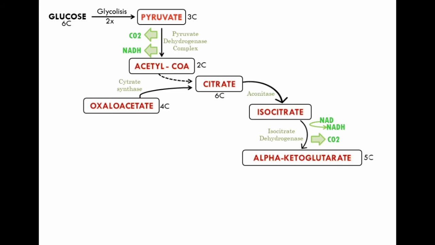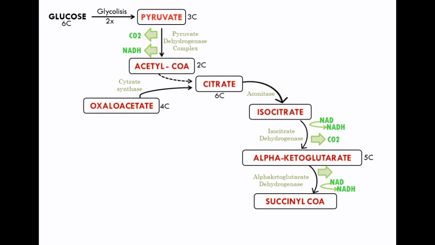Next, the alpha-ketoglutarate is converted into succinyl-CoA through the enzyme alpha-ketoglutarate dehydrogenase, and in this reaction, a molecule of NAD is reduced to NADH, and a molecule of carbon dioxide is released, hence making succinyl-CoA a 4-carbon compound. In the next step, this succinyl-CoA is converted into succinate by the enzyme succinyl-CoA synthase. In this reaction, a molecule of GTP is generated.